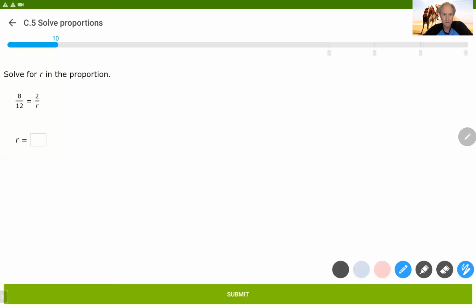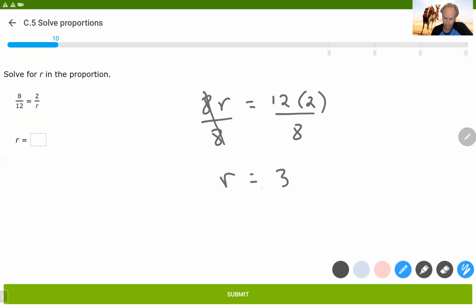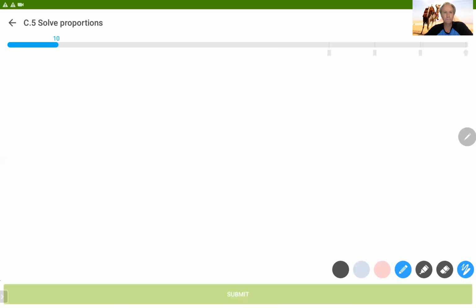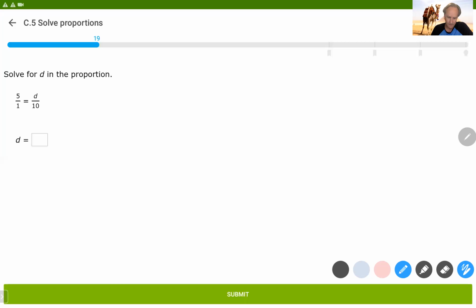So from now on, I'll just simply say I'm going to cross multiply, which gives me 8R. I multiplied the 8 times R and the 12 times the 2. Notice that I did it on the other side this time. And I'm going to divide by 8. And I could do canceling, but this is 24 over 8, which is 3. D is equal to 50.